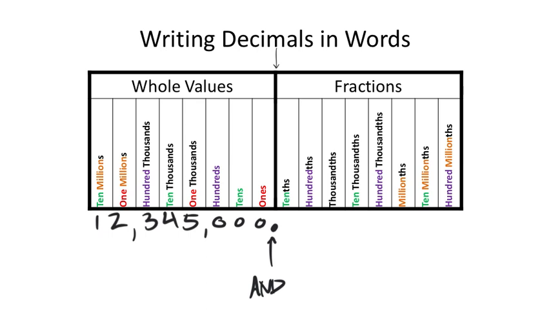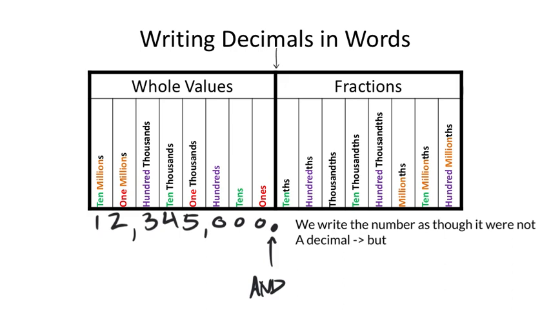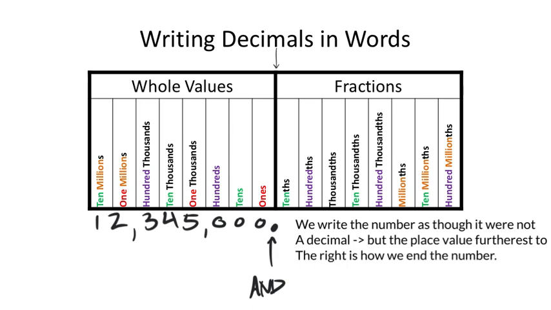After this, what we're going to do is ignore any digits or the place values of any numbers to the right here. So what we would do, let's see if I can put this into words adequately. We write the number as though it were not a decimal. But the place value, that's what we'll say. The place value furthest to the right is how we end the number. It seems decent to me.